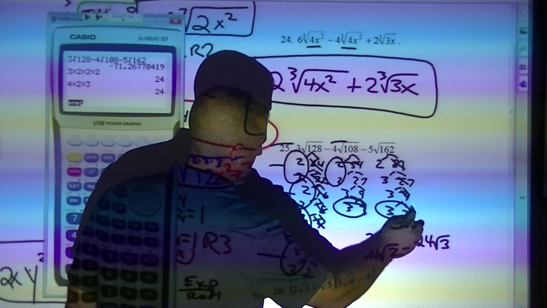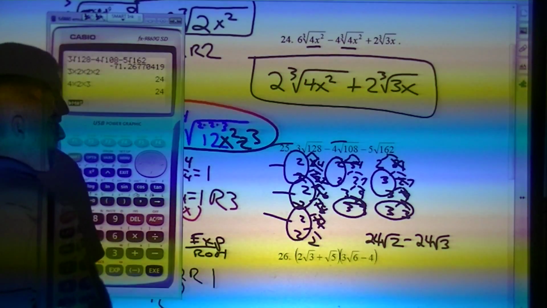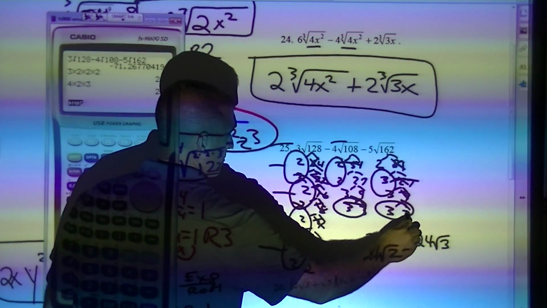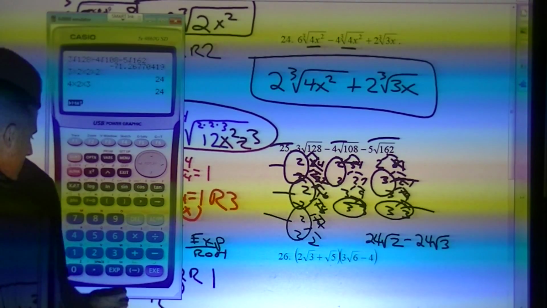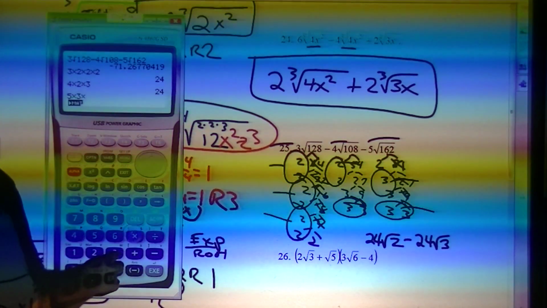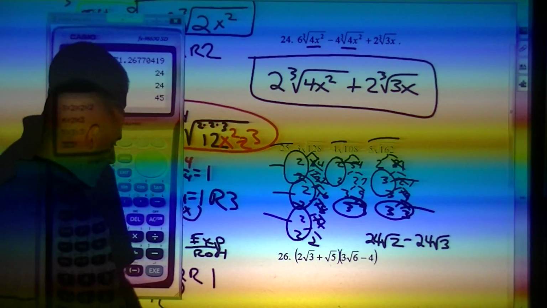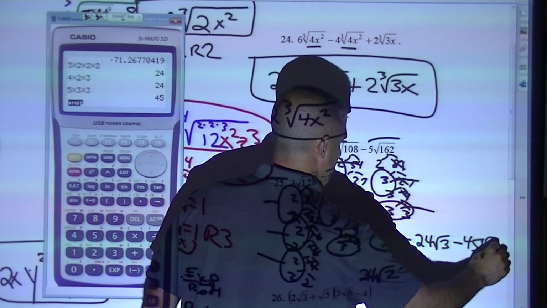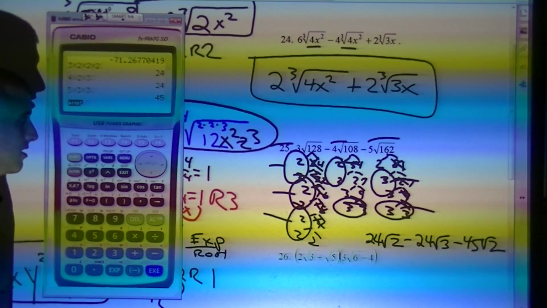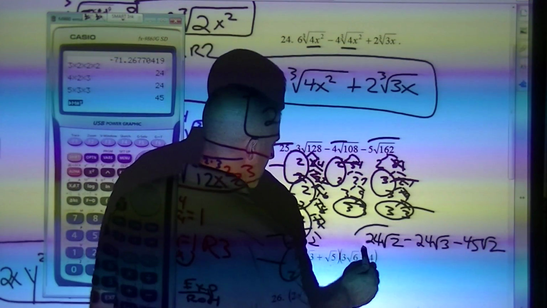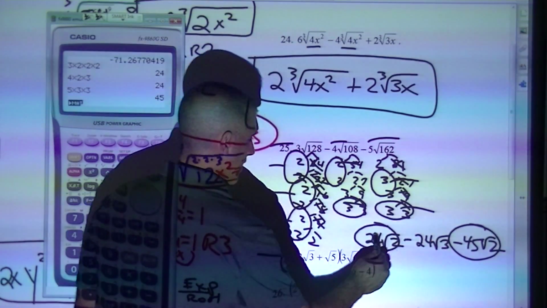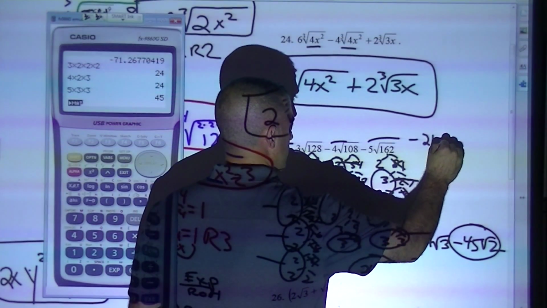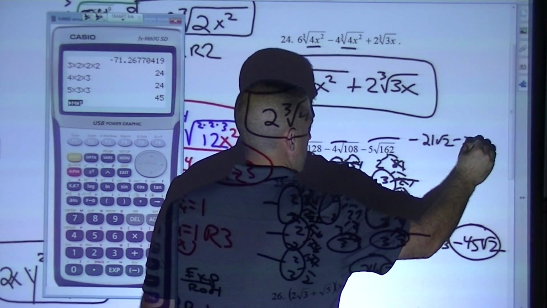Okay, so here's a pair, here's a pair. All right, and I'm also going to have this, so I have one of these, and I'm going to have that negative 5. So 5 times 3 times 3 gives me negative 45. All right, negative 45 with the 2 inside. Now that I've done, that's a lot of work. Okay, the two things that can combine are this and this. So that's going to be negative 21 square root of 2, all right, minus 24 square root of 3.